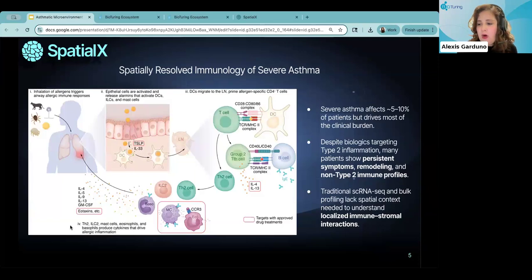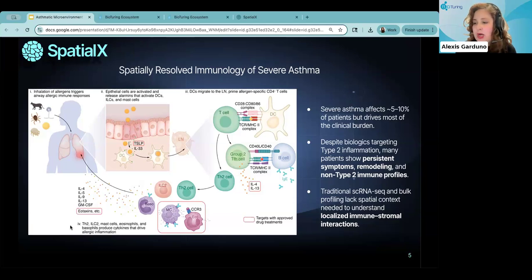Just before I go into the data set, I want to give some background on the samples that we'll be analyzing, or the disease context in this case. If we look at severe asthma as a disease model, this disease remains really heterogeneous, and it is a treatment-resistant condition affecting 10% of asthma patients worldwide.